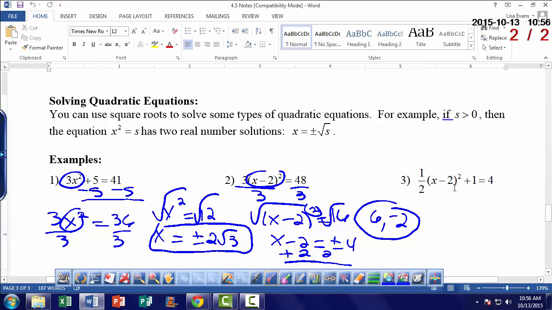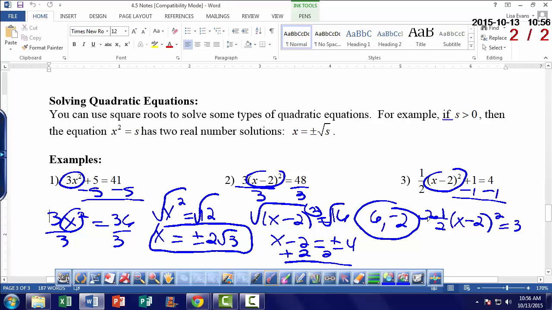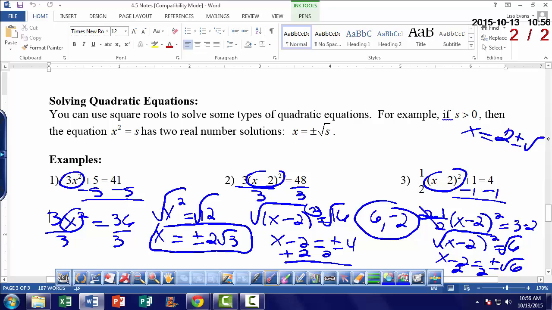Okay, let's try this one. Now it's got a little more complicated. We want to get this all by itself. So I'm going to subtract 1 on both sides. So I get 1/2 times x minus 2 squared equals 3. Multiply both sides by 2. I get x minus 2 on the left, squared, equals 6. Then I square root both sides. X minus 2 on the left, plus or minus root 6 on the right. Now I add 2 to both sides. There's nothing you can do here because these are not like terms. So you can actually leave your answer as 2 plus or minus the square root of 6.